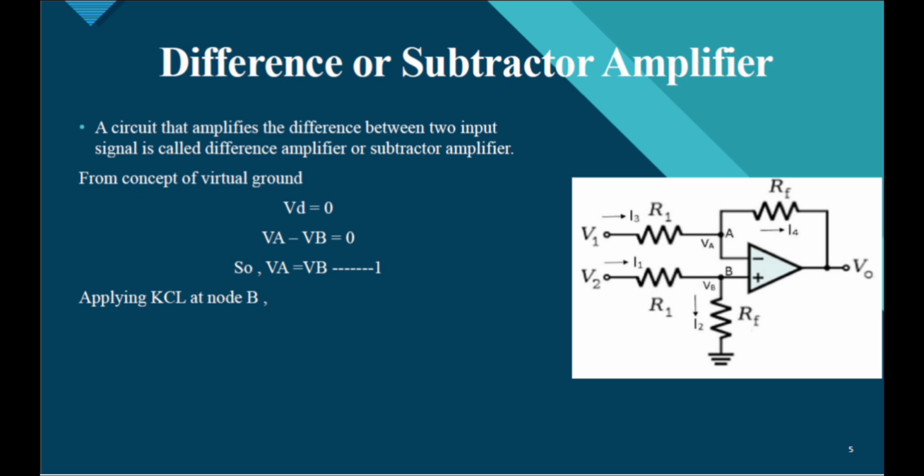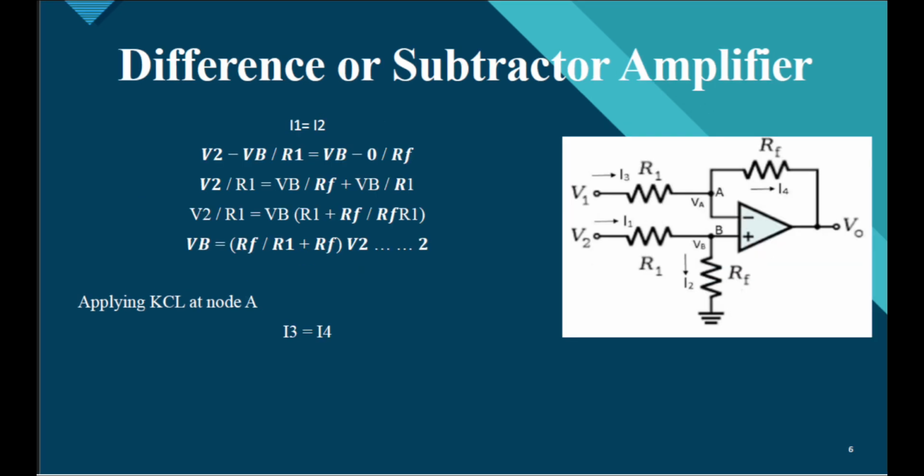Now apply KCL at node B. So it would be I1 is equal to I2, so we can write (V2 minus VB)/R1 is equal to (VB minus 0)/RF, right? So it would be V2/R1 is equal to VB/RF plus VB/R1. So we can also write V2/R1 is equal to VB common, and we take the LCM of 1/RF plus 1/R1. So it would be (R1 plus RF)/(RF R1). So it would be VB is equal to RF/(R1 plus RF) into V2. It is equation 2.